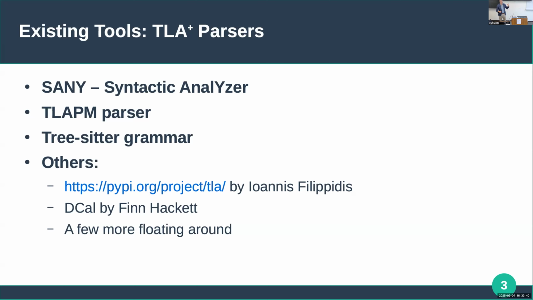Of course, we have SANY, which means Syntactic Analyzer. This is our flagship parser. It's in the core Java tools. It is a recursive descent parser written in Java. It's actually a generated parser by something called JavaCC, a Java parser generator.